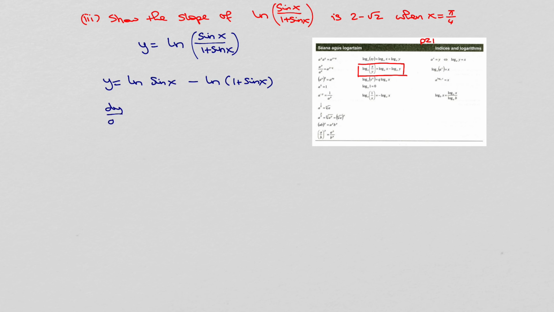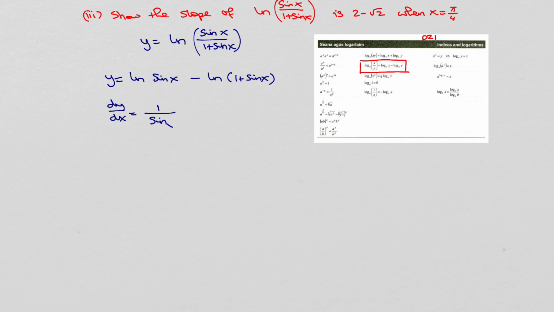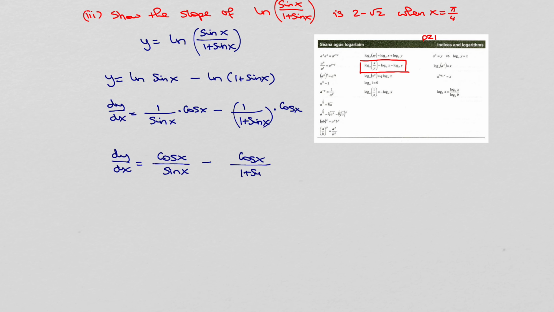And now applying my rule for differentiating a natural log function. So again on page 25, we know that it's 1 over x. So in this case, it's going to be 1 over sine x, but I have to multiply by the derivative of sine x, which is cos x. And then minus 1 over 1 plus sine x. And again, I must multiply by the derivative of 1 plus sine x, which is also cos x. So therefore, if I tidy that up, that's going to be cos x over sine x minus cos x over 1 plus sine x.